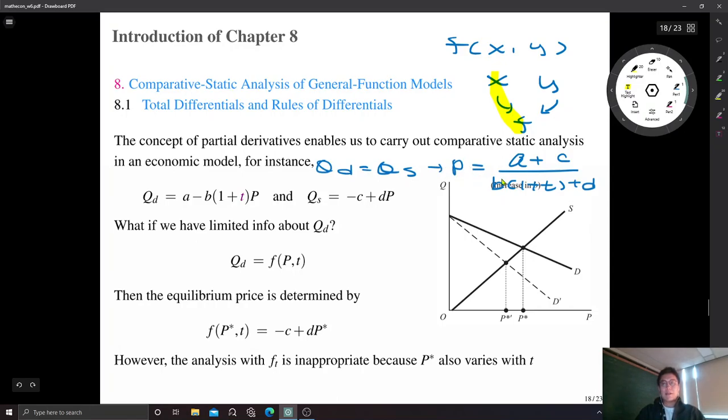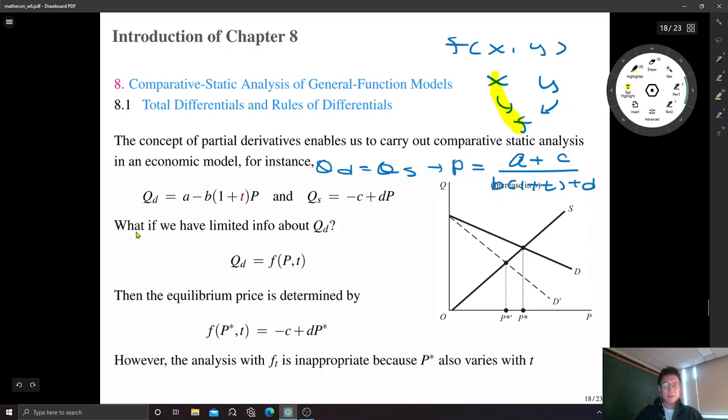That is a kind of partial derivative analysis because we're regarding A, C, B, D, the other variables, as constant. Keeping these four parameters constant, we just increase the size of T, and then we saw how equilibrium price responds to change in T. That captures the idea of a partial derivative. In this way, we can do several comparative static analyses in economic models.